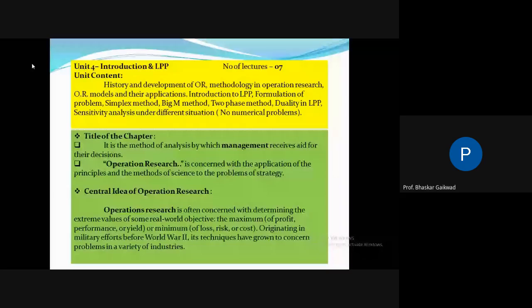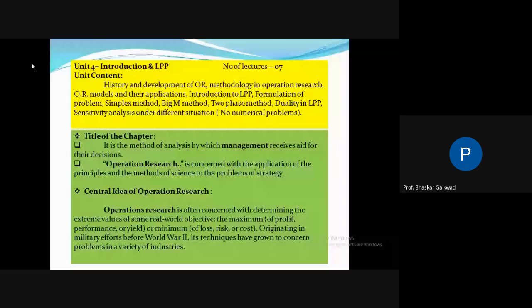Only for duality in LPP and sensitivity analysis under different situations, there are no numerical problems, but the other methods are there: simplex method, analytical and graphical methods, big M method, and two-phase method. Definitely there are questions in exams, and numerical problems will be there. So we have to solve numerical problems related to this content in your syllabus. This is the syllabus of unit number 4.